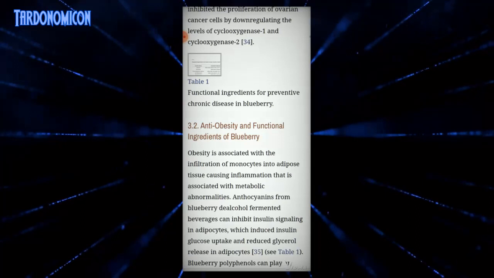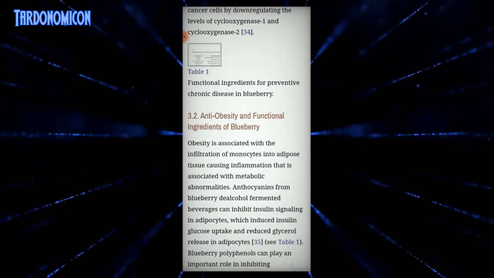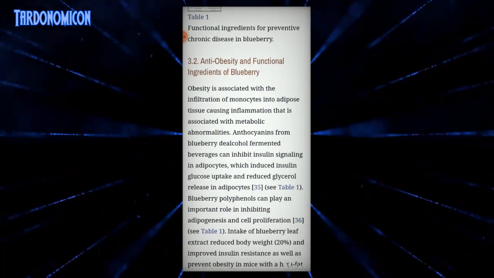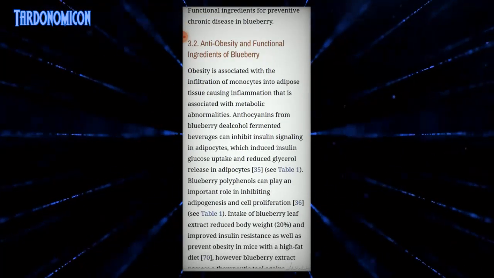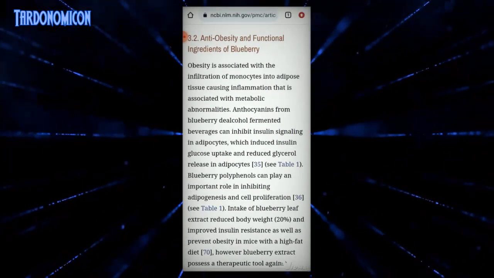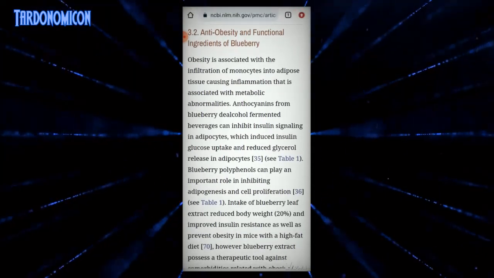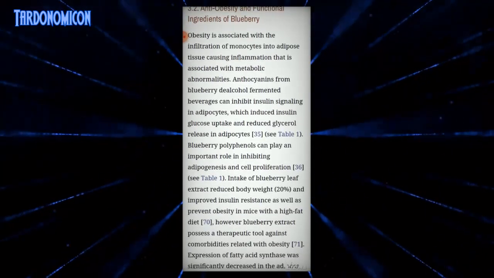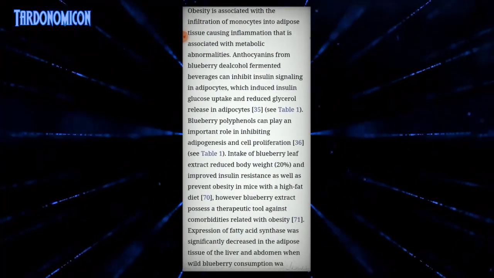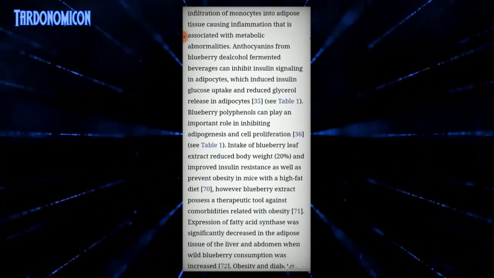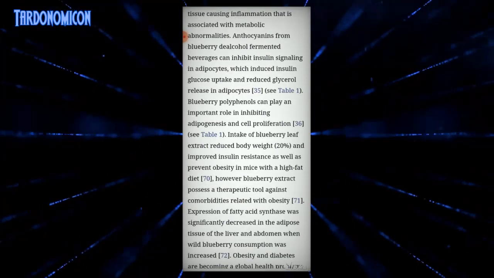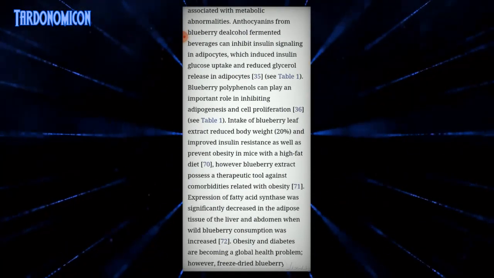Functional ingredients for preventative chronic disease in blueberry. Anti-obesity and functional ingredients of blueberry. Obesity is associated with the infiltration of monocytes into adipose tissue, meaning fat. Anthocyanins from blueberry de-alcoholized fermented beverages can inhibit insulin signaling in adipocytes, which induced insulin glucose uptake. So they help increase insulin sensitivity, and they reduced glycerol release in adipocytes.